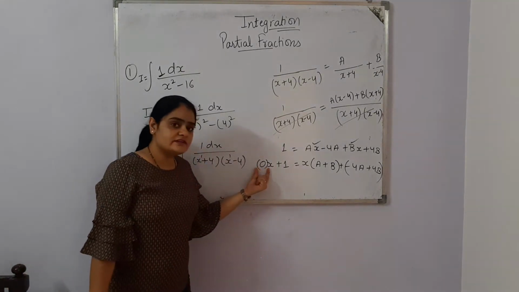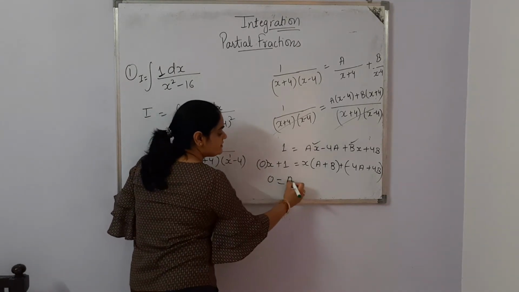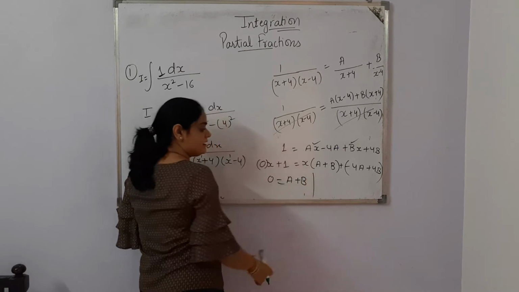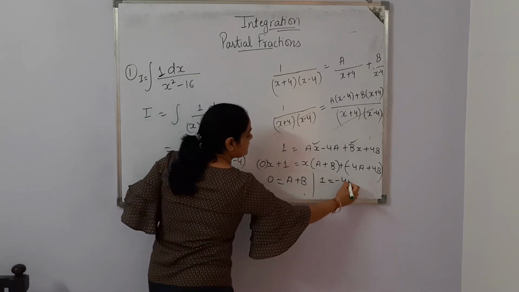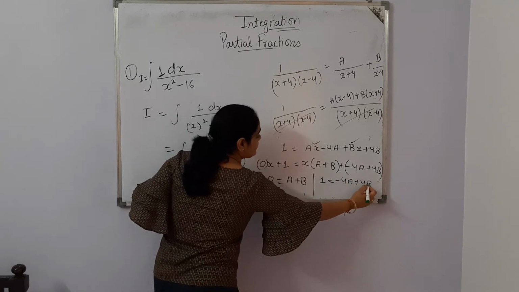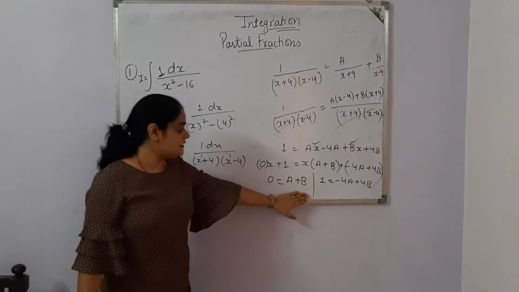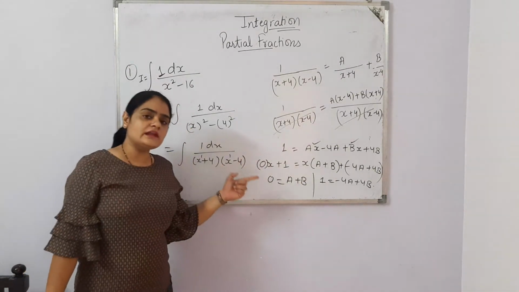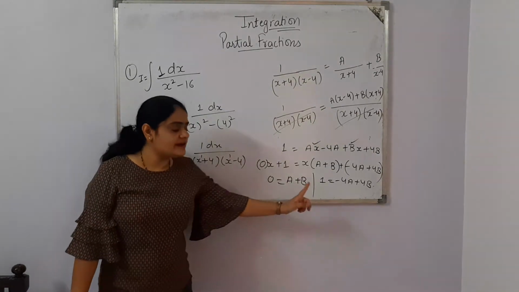Now we are comparing the coefficients. Here the coefficient of x is 0. And here the coefficient of x is a plus b. And here constant is 1. And here the constant is minus 4a plus 4b. Now we have two equations. And we can apply any of the rules, either substitution method or elimination method. Any of the procedures you can apply and can find a and b.